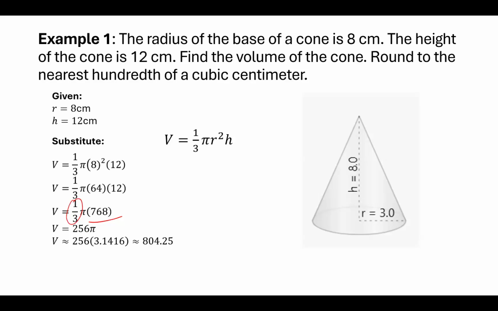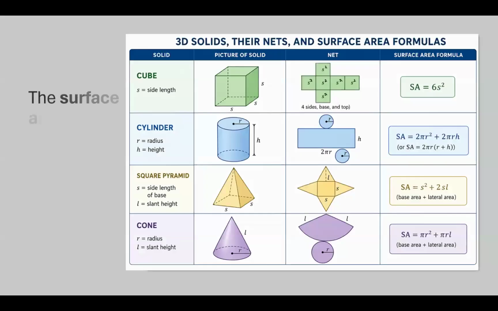So I didn't multiply by pi. This would be the exact answer. So if it asked me to enter the exact answer, I would enter that. But because it is asking me to round to the nearest hundredth, I multiply that by pi, and this is approximately 804.25. I did not put the units, but it's good to keep track of the units just so that you know that everything matches. Like I found the volume because my units are cubic centimeters. All right, let's do another example.